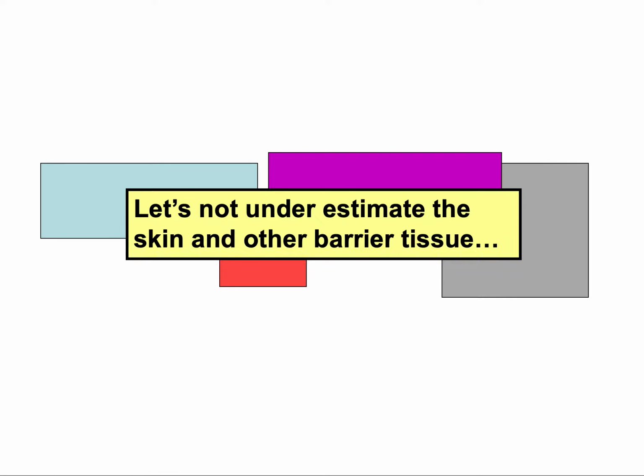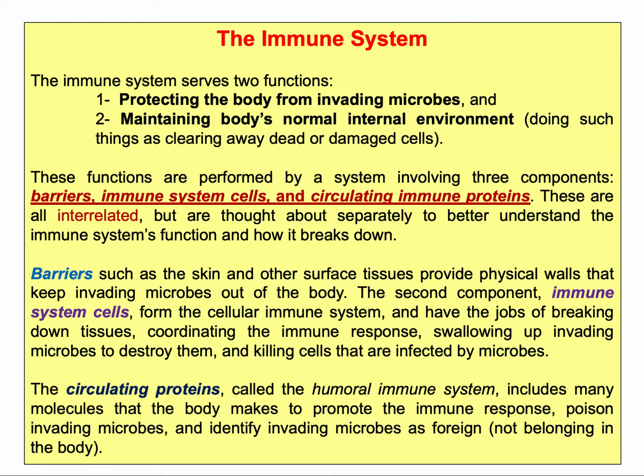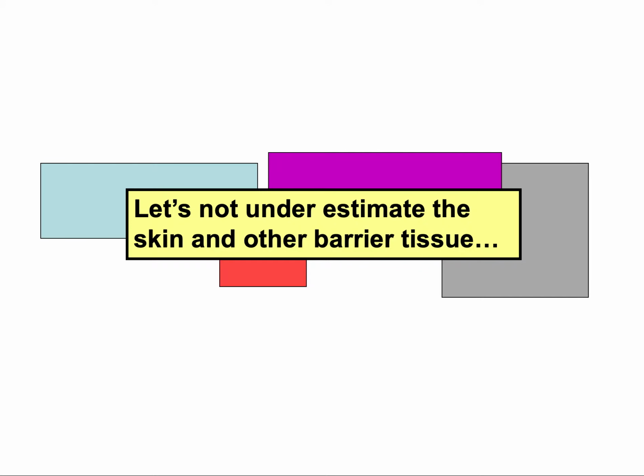If you remember, we talked about 3 types of systems that build up our immune system, the big picture of our immune systems. So we talked about barriers, immune system cells, and circulating immune proteins. A lot of people are focusing on the immune system cells, T cells, B cells, macrophages, and the circulating immune proteins. But few are paying attention to the barriers, which is actually something that is changing over time. So barriers are very important. So we don't want to underestimate skin when we talk about biomaterials and implantable materials inside the body.